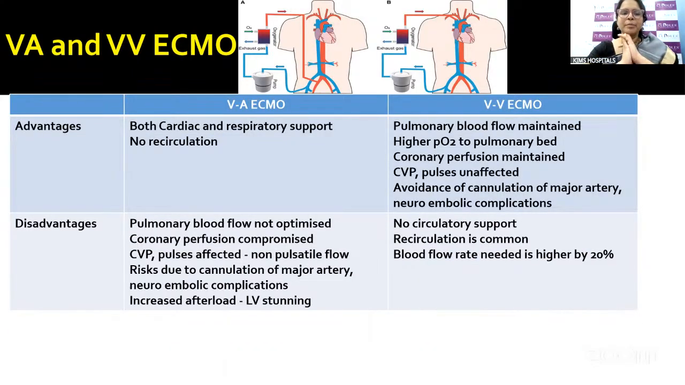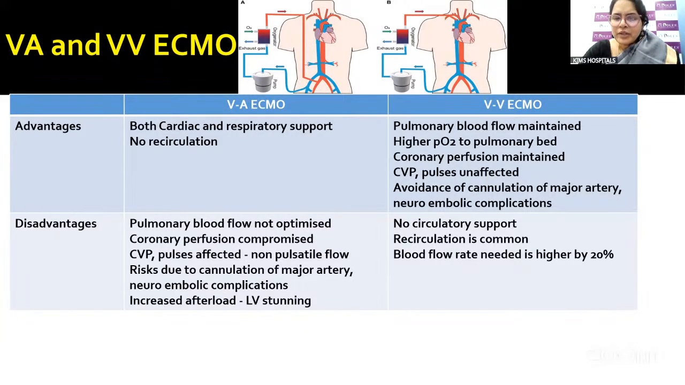Now, in VA ECMO, the primary advantage is, although it is technically slightly more challenging, it supports both the heart and the lungs and gives rest to both these organs, and there is no recirculation noted with VA ECMO. VV ECMO avoids the complications associated with cannulation of a major artery and neuroembolic complications. However, it only supports the baby's lungs, and no circulatory support is offered. And the blood flow rate needed in VV ECMO is generally higher, as we already discussed. It should be around 100 to 120 ml per kg per minute with VV ECMO, and is around 20% higher than the blood flow rate required for VA ECMO.